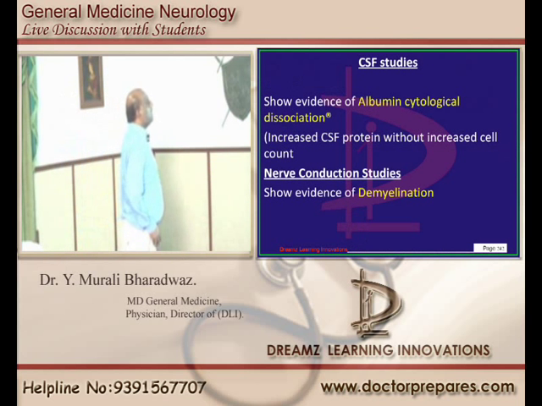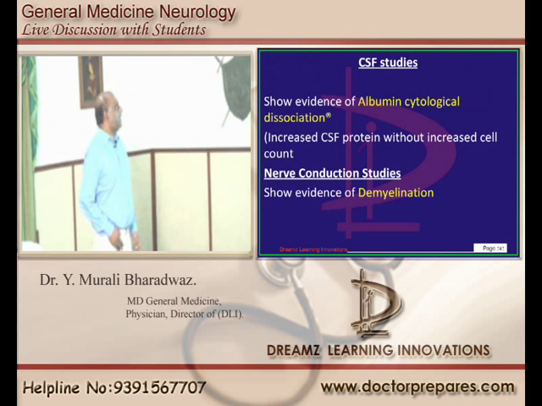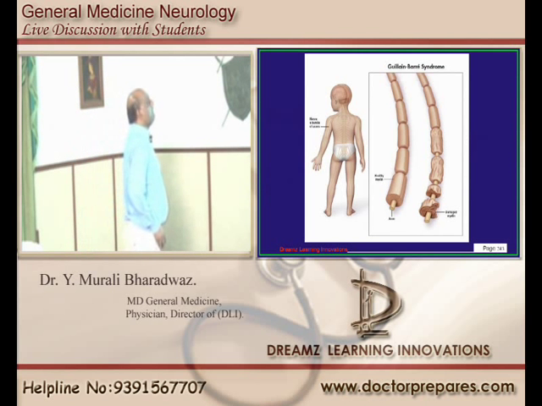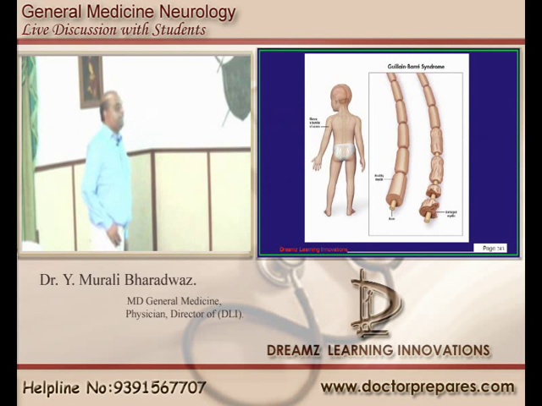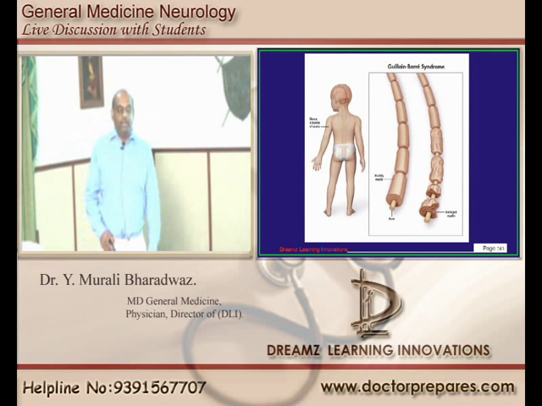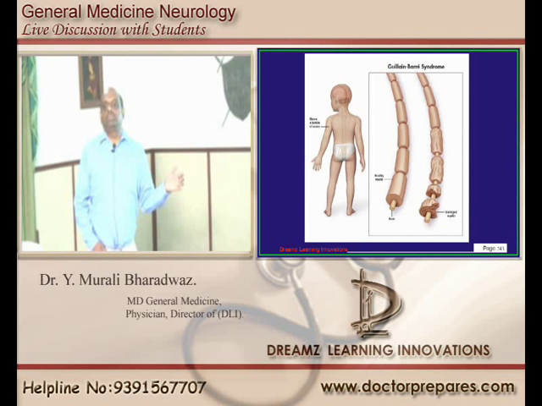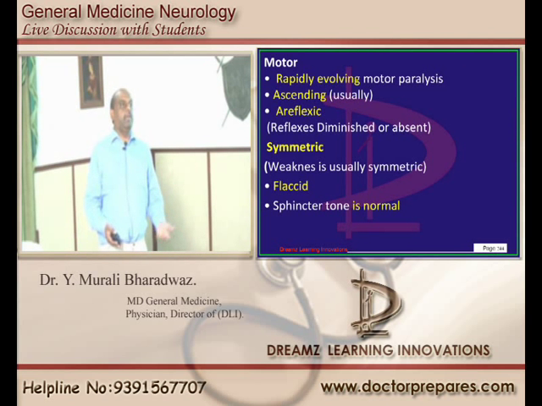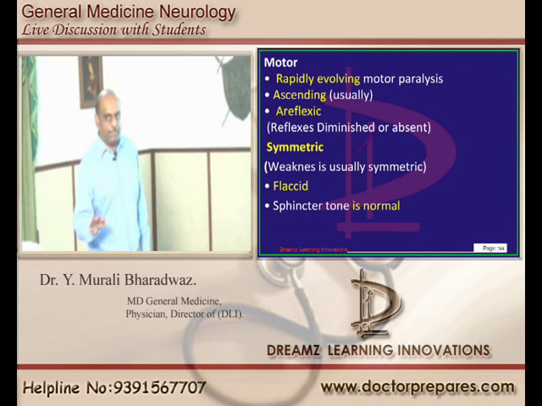Now on CSF there is an albuminocytological dissociation, already we know that, and if you do a nerve conduction study there is a demyelination kind of feature. So fundamentally Guillain-Barre is a state of demyelination. Now once more, a very commonly asked question: is it a symmetrical weakness or asymmetrical weakness? Why do you want to know that question? Because poliomyelitis also leads to acute flaccid paralysis like Guillain-Barre, but poliomyelitis is typically asymmetric and Guillain-Barre is typically symmetric.